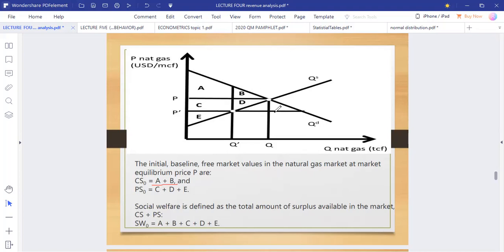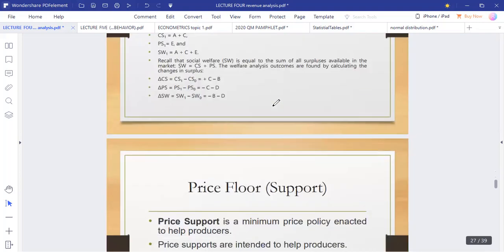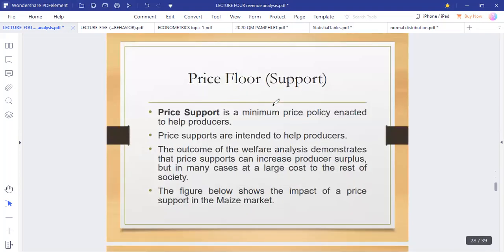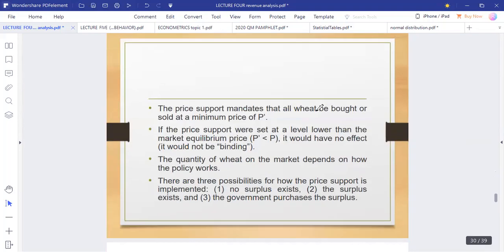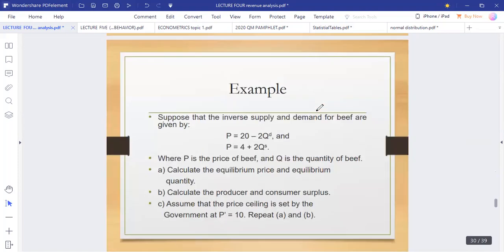So this is what I've been trying to explain. This is what we call government intervention. The floor price, the minimum price policy, is enacted to help the producers, and the price ceiling is meant to protect the what? Is meant to protect our consumers. So let's try this example together.